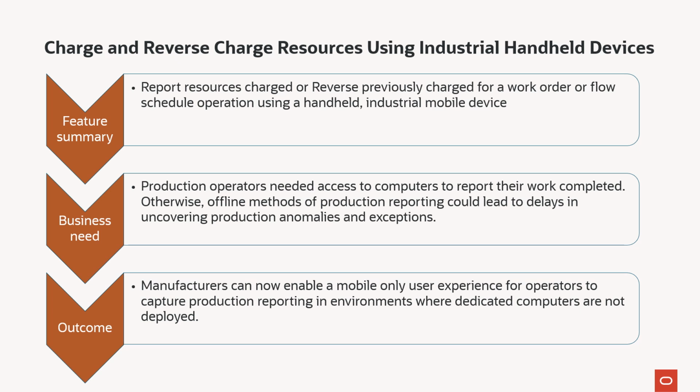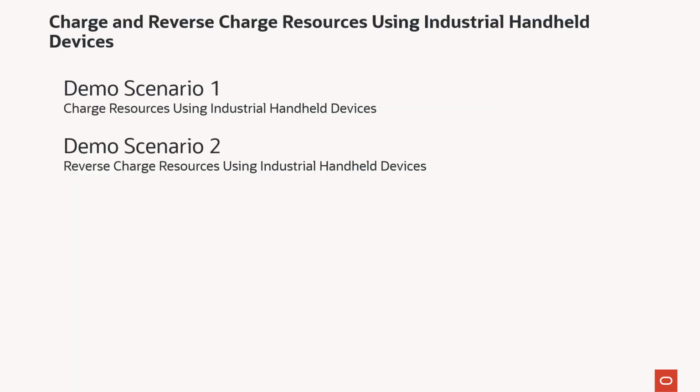When production operators are busy in shop floor activities, they will need the ability to report through a handheld device to avoid delays in production reporting. Manufacturers can also enable a mobile-only user experience for operators to capture production reporting in environments where dedicated computers are not deployed. We will now see a demo of this feature.